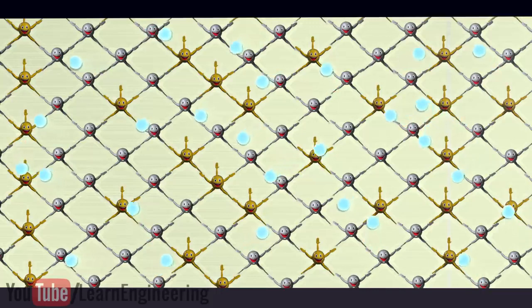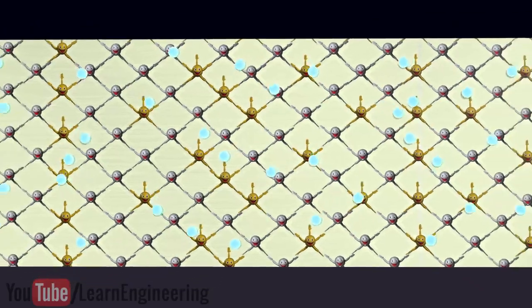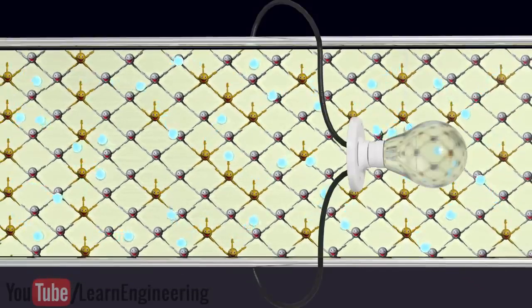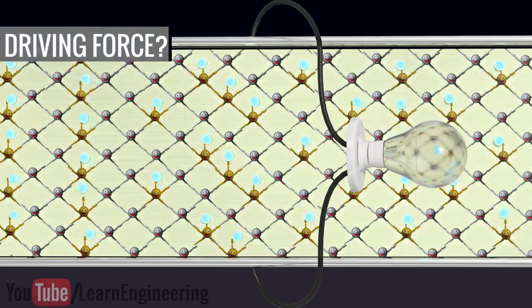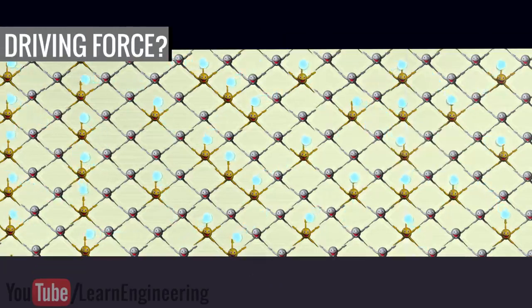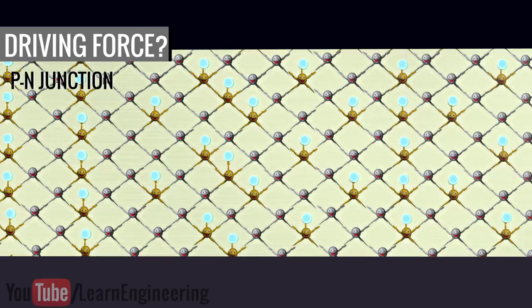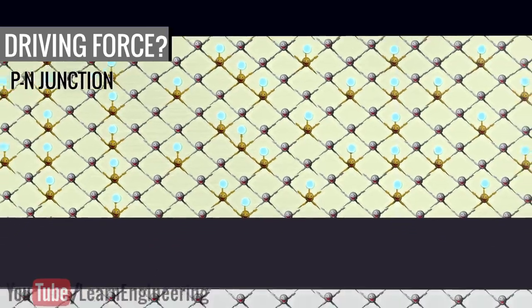However, this movement of the electrons is random. It does not result in any current through the load. To make the electron flow unidirectional, a driving force is needed. An easy and practical way to produce the driving force is a p-n junction. Let's see how a p-n junction produces the driving force.